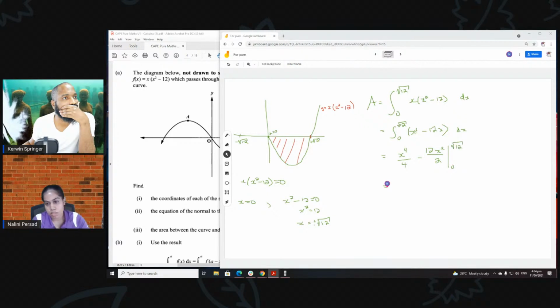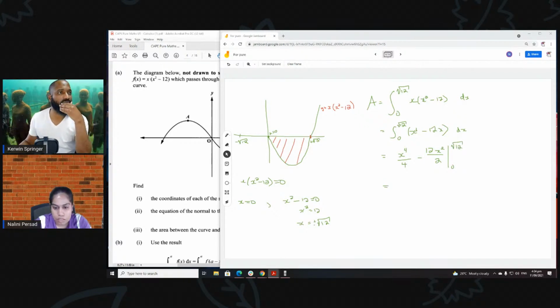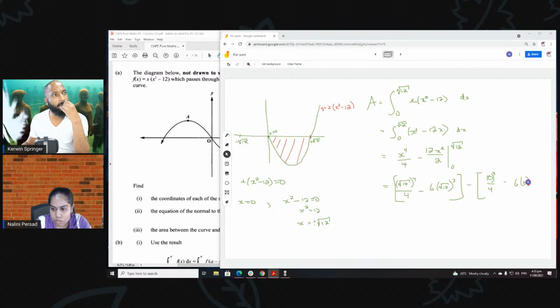We're going to substitute our limits into here, so it would be root of 12 to the power of 4 divided by 4 minus, well, 12 divided by 2 is 6, so it's 6x squared, minus 0 to the power of 4 all over 4 minus 6 by 0. This entire thing would cancel to be 0.